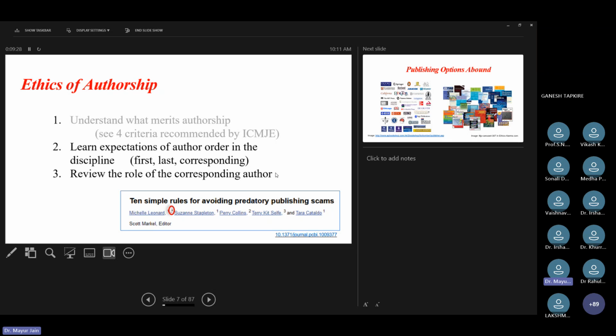He will be the first person to be contacted by the publisher, by the journal, and then he will have to submit everything as the corresponding author. So I think these are some of the very important ethics of authorship that one should understand.